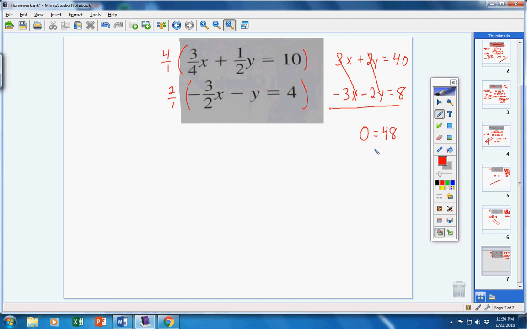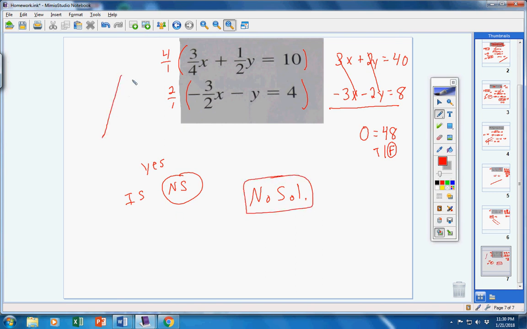Alright? So, did all of my variables cancel out? Yes. So I either have infinite solutions or no solution for my answer. Okay? Well, is this a true or a false statement? 0 equals 48. That's false. So, my answer is no solution. In other words, if you were to graph these two lines, they would be parallel.